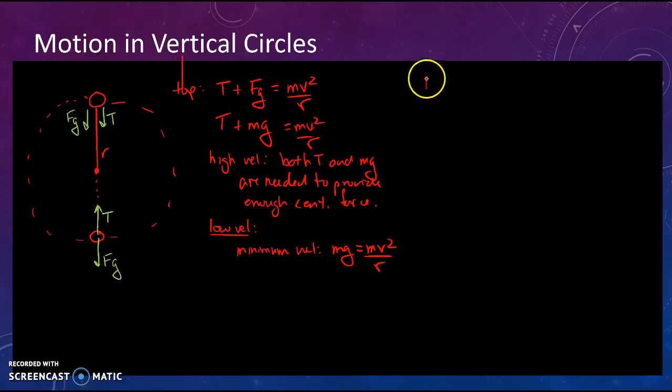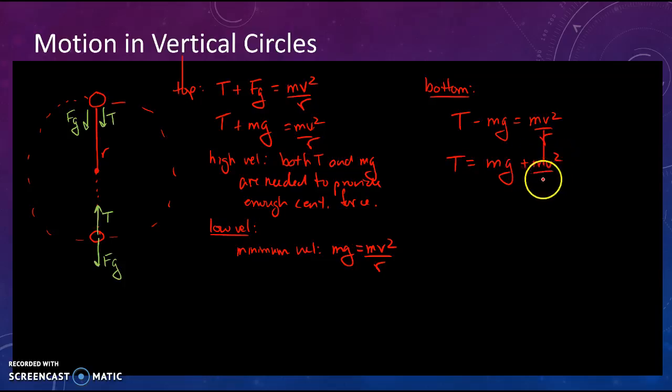And then at the bottom of the circular path, we have T, and I'm going to set T as being positive because, again, if this is going to go in a circle, our net force has to point towards the center. So it's going to be T minus mg, and that's going to be equal to mv squared over r. So what we have here is this tension, it has to be equal to the weight plus mv squared over r.